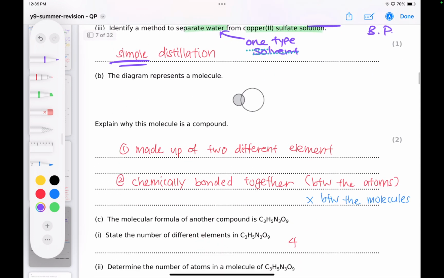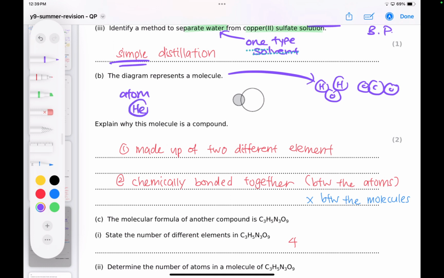Alright, next one for B. This represents a molecule. There are many types of molecules out there. It's not always 2 atoms, but you also have common examples like water, H2O, or even carbon dioxide. These are molecules. What is the opposite of molecules? Essentially an atom. An atom is just one circle on its own, like helium, but a molecule, you can just visualize as 2 or more circles coming together. For this question, they want you to explain why this molecule is a compound.